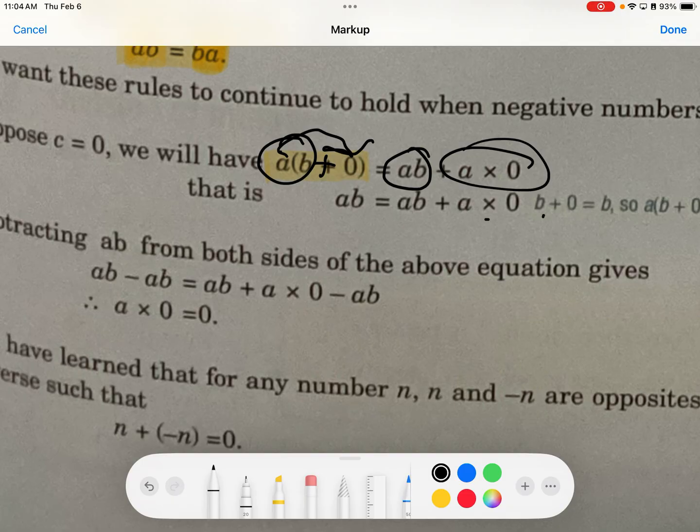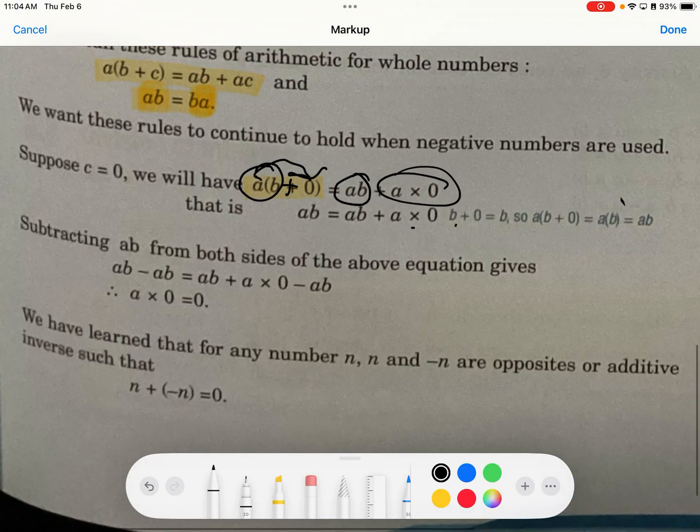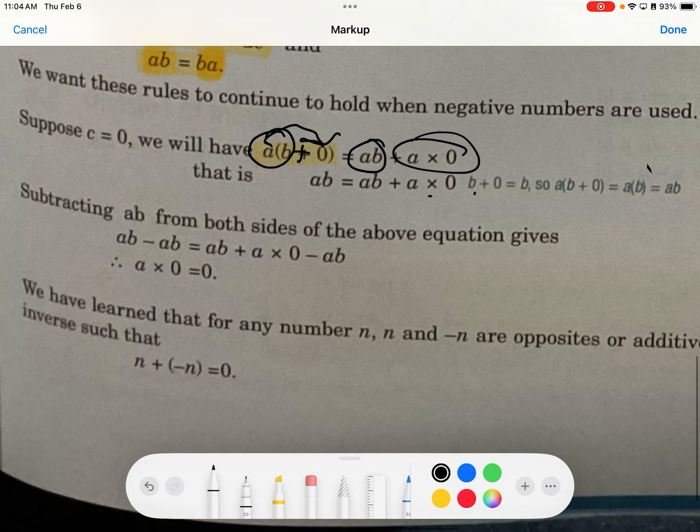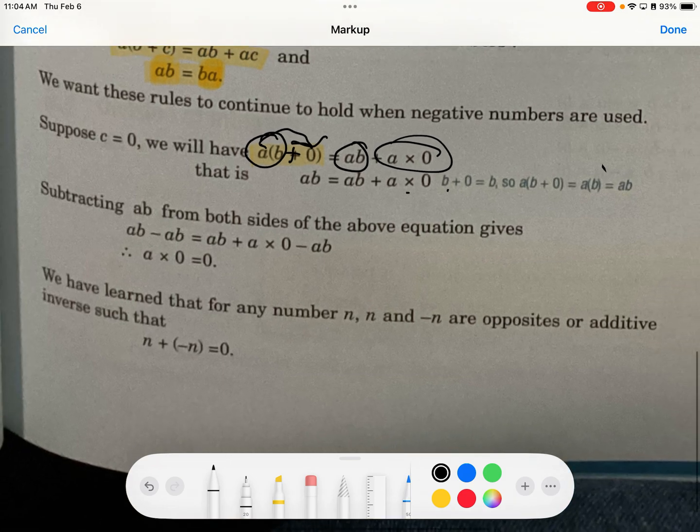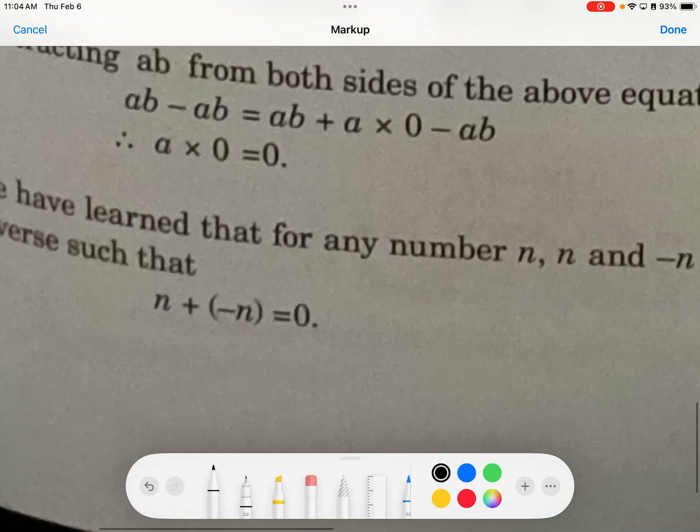So, all that to say, we have learned that for any number n, n and negative n are opposites or additive inverses, such that n plus negative n equals what, Micah? N plus negative n equals 0.